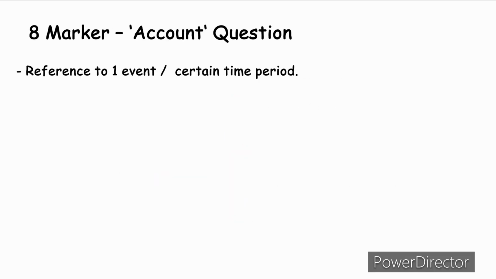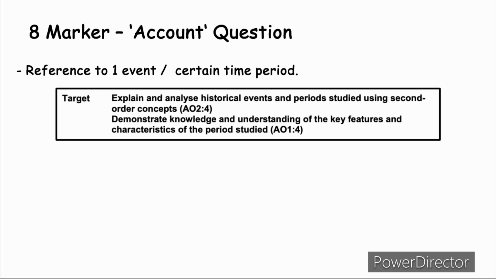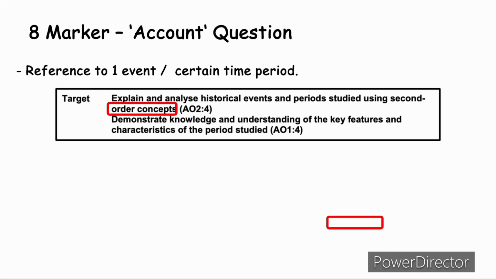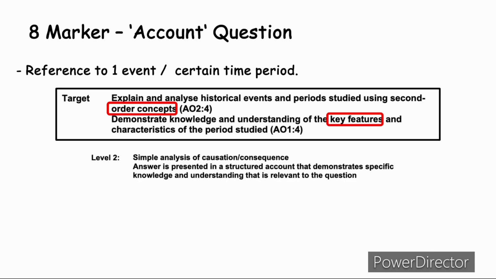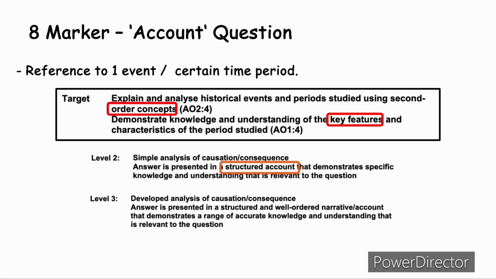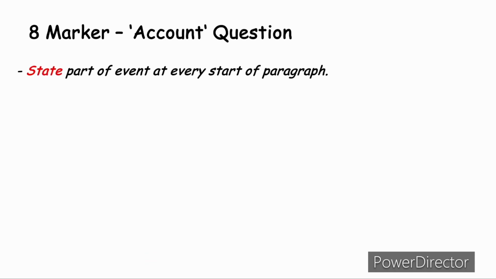Afterwards, third question, 8 mark account question. This will usually be on a particular event or just within a time period. How this will be marked is first based on the order, then on the details and accuracy. Anything over level 2 needs a structured order of the event, and anything over level 3 requires you to link to the question. What you want to do is to write 1 sentence on the main point, especially if it is over a time period.